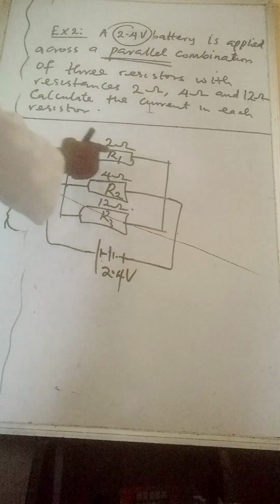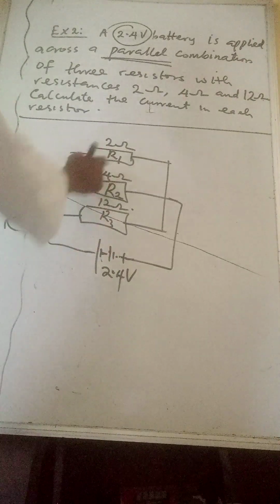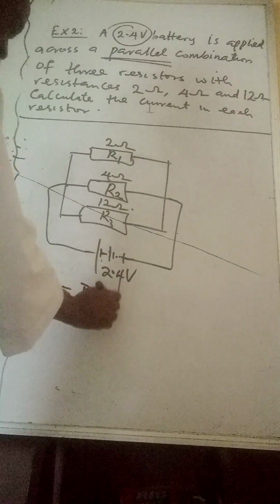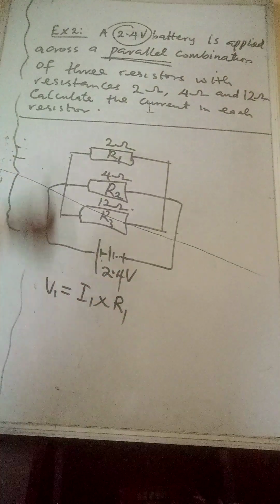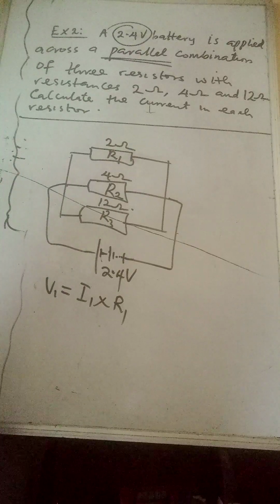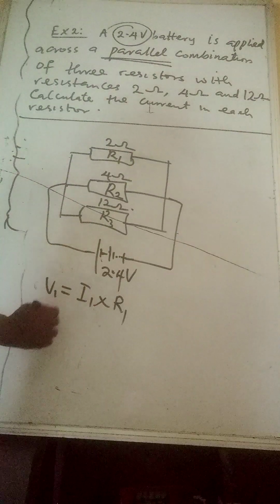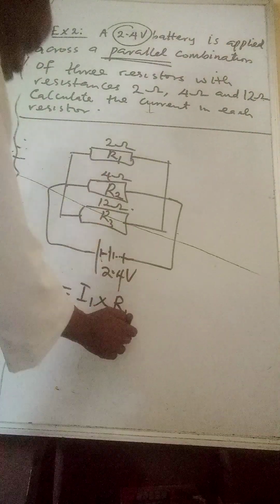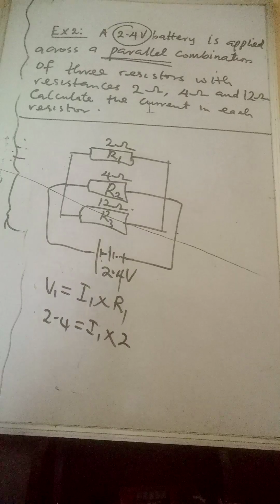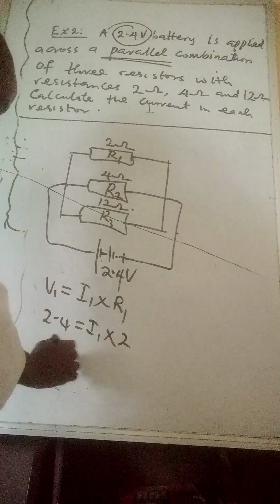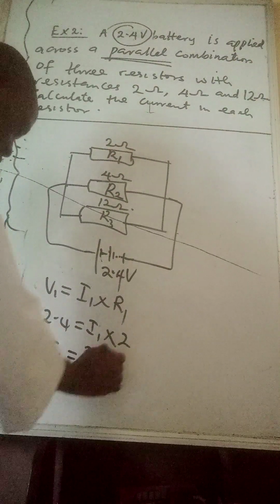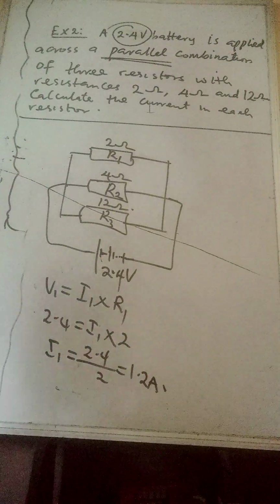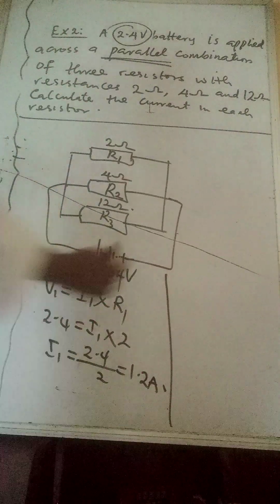That means I want to find I1 now. For R1, V1 will be equal to I1 times R1. I'm using I1 as the current that will flow through resistor 1. What is V1? 2.4 equals I1 times R1, which is 2. So what is your I1? I1 will be 2.4 over 2, which is 1.2 amps. Okay? Do the same thing for the others.